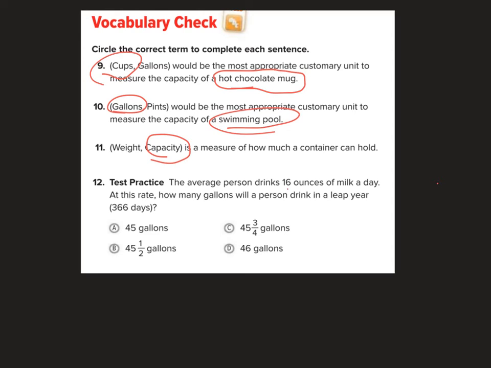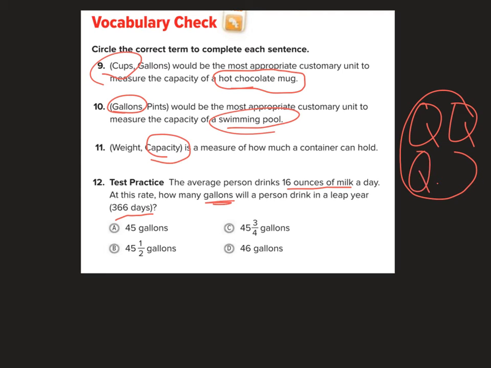The average person drinks 16 ounces of milk a day. At this rate, how many gallons will a person drink in a leap year? A leap year, which is 366 days. Okay, so we know there are, let's draw our quick gallon guy. Quart, quart, quart, quart. Sure, you can laugh at that if you'd like.